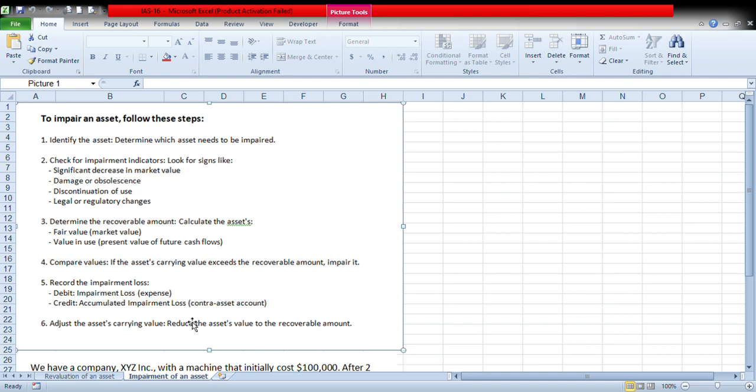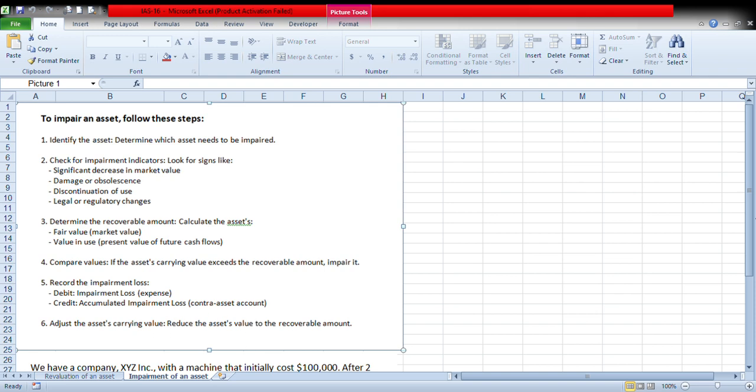So you can also write the entry like impairment loss debit, fixed asset credit, the asset which is impaired, right? So you can record it that way, no problem in it. But some people prefer to record accumulated depreciation, so it's good. So the entry is impairment loss debit, accumulated impairment loss credit, right?